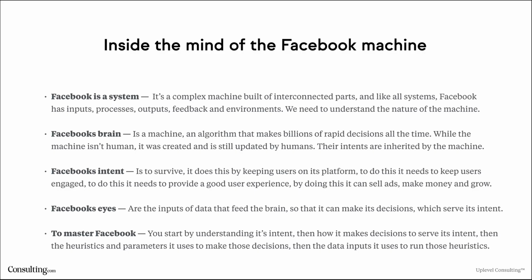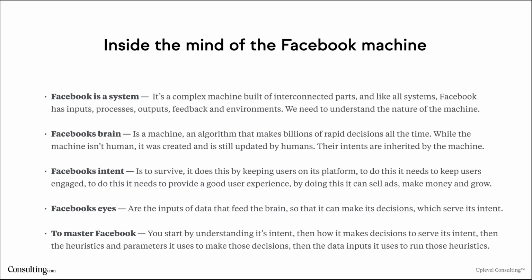So Facebook is a system. It's a complex machine built of interconnected parts. And like all systems, Facebook has inputs, processes, outputs, feedback, and environments. And we need to understand the nature of the machine if we want to master it. Now, Facebook's brain is a machine, an algorithm that makes billions of rapid decisions all the time. And while the machine isn't human, it was created and is still updated by humans. And those human intents, the intent of the humans that designed it, built it, and still to this day maintain it, are inherited by the machine.